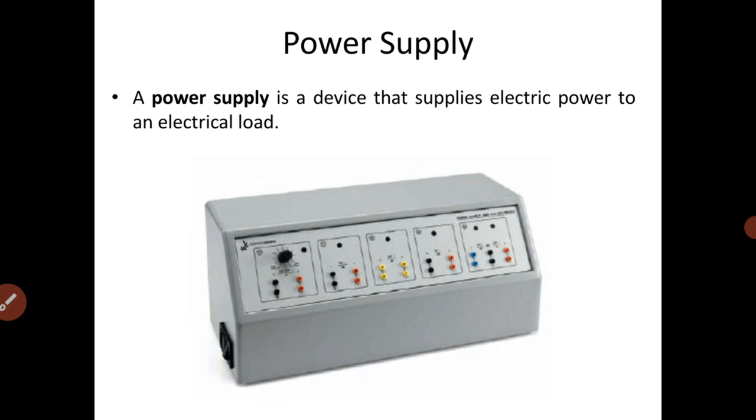low. In power supply after the transformer, the rectifier is used. What is the use of rectifier? Rectifier is used to convert AC to DC. The transformer is converting only high to low AC or high to low DC, but this rectifier converts AC to DC. After this rectifier, some filters are used to get the pure DC current or DC voltage. This is the use of the power supply.